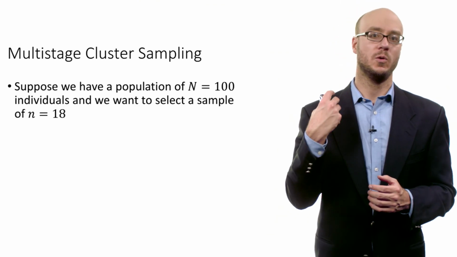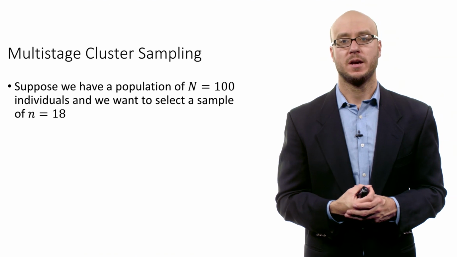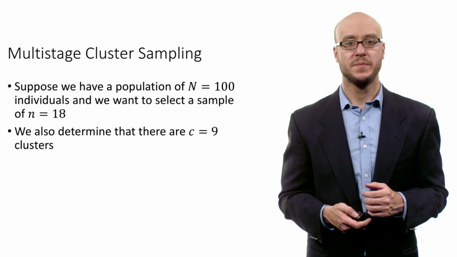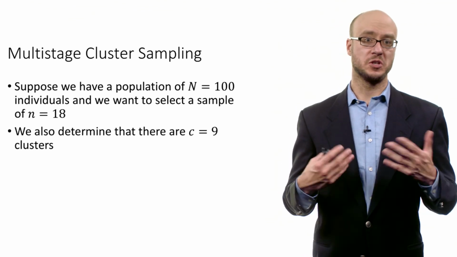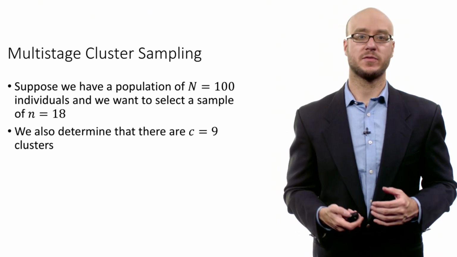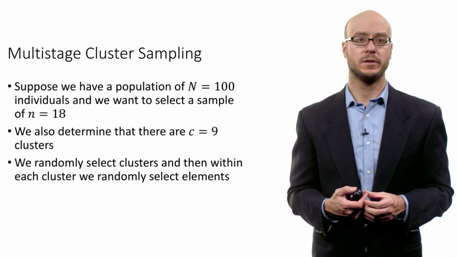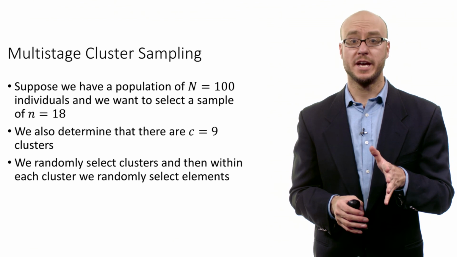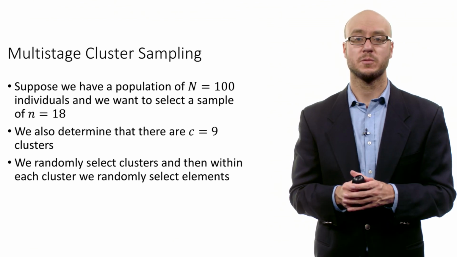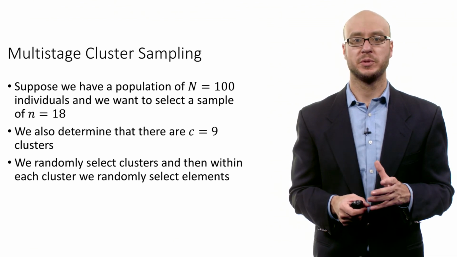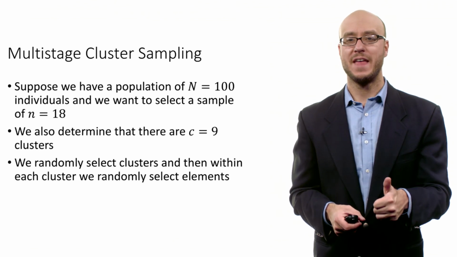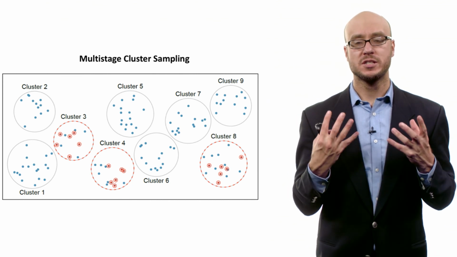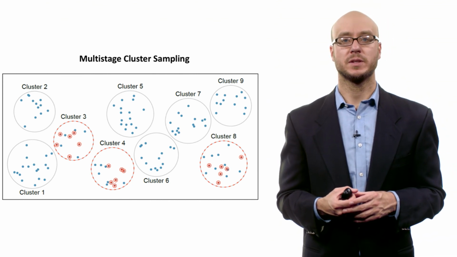So again, suppose we want to select 18 individuals from a population of 100. And again, suppose there are 9 clusters. So we have 9 different cities, for example. These are naturally occurring groups. Well, this is multi-stage, okay? Before it was just one stage, we just randomly selected clusters. Well, now, with multi-stage cluster sampling, we're going to randomly select the clusters, and then within each cluster, we're going to randomly select elements. So this is what multi-stage cluster sampling looks like.